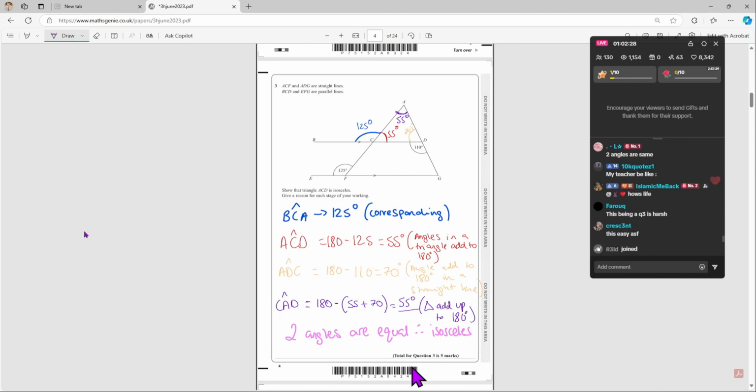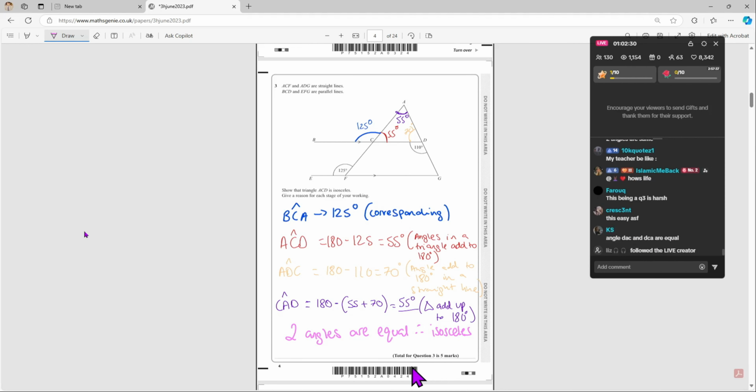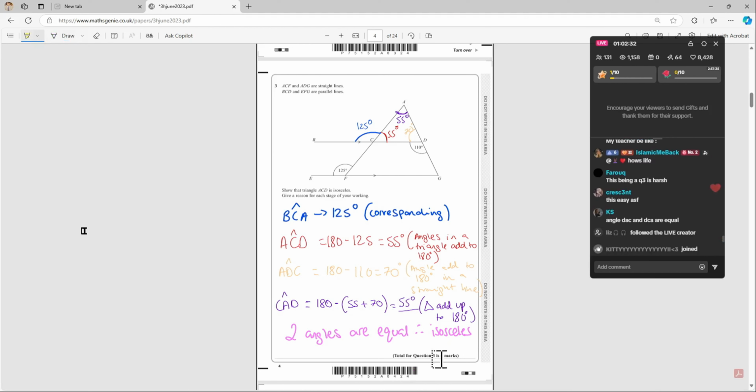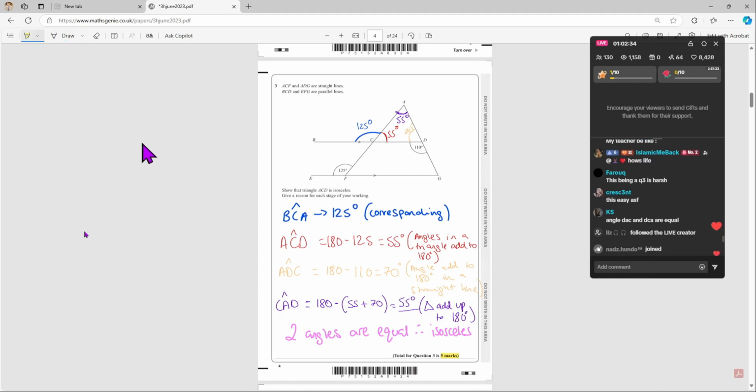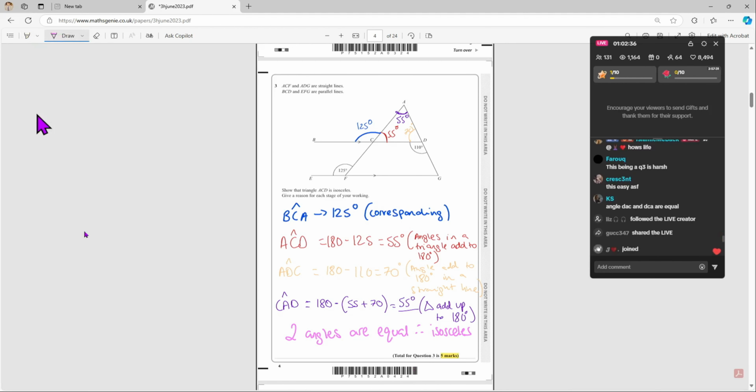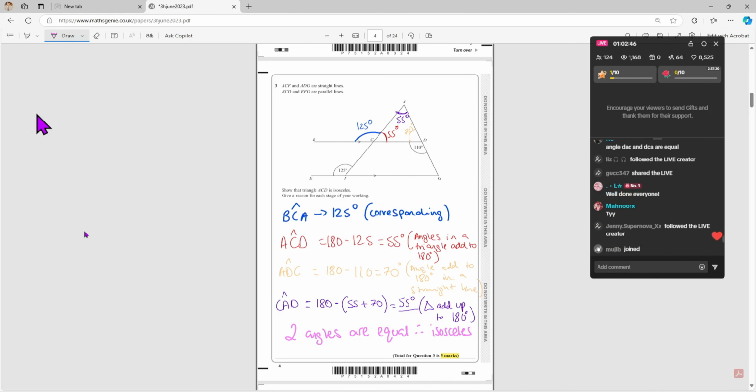So well done, guys, for getting that correct. It's a very, very easy 5-marker question. They gave you a 5-marker question for question number 3. So you just need to know your angle rules, corresponding angles, and angles in a triangle. So well done, guys. If you have any questions, ask me in the chat.